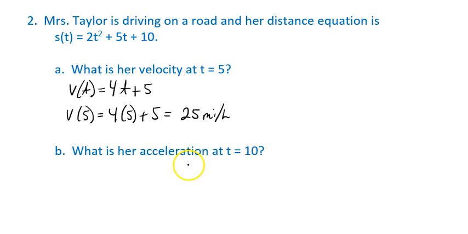Second question is, what is her acceleration at time 10? Now, if this were talking about a book that had been dropped or something that had been thrown into the air, the acceleration at any time would be the same. It would either be the negative 9.8 or the negative 32. But since we're in a car, in this situation, we'd have to take the second derivative. So the derivative of the velocity will be the acceleration, and that is just 4. So at any time, her acceleration is 4.